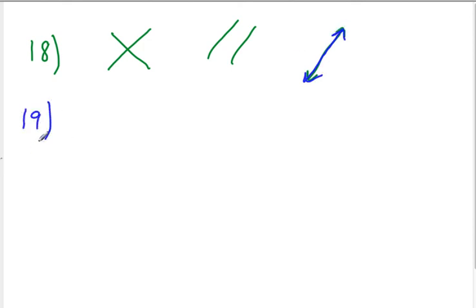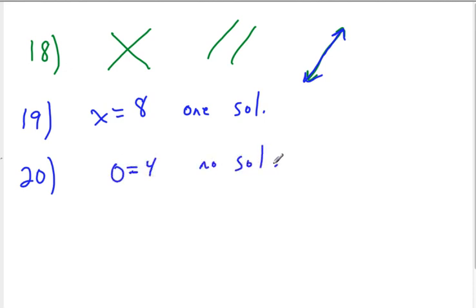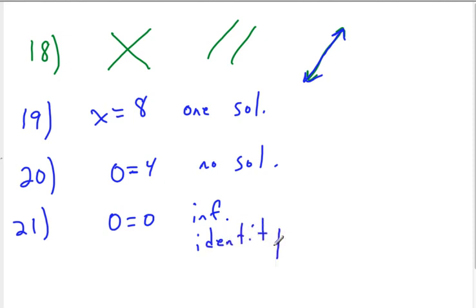And finally, number 19. Oh, actually, there's three more. Suppose you add two linear equations and you get the result below. How many solutions? Okay, well, if you get x equals 8, that is one solution, because then you'll solve for y. If you get 0 equals 4, that is no solution, because when you get a not true statement, it's no solution. And if you get 0 equals 0, that is infinitely many solutions, or also known as identity, because when you get a true statement, it will be infinite solutions.